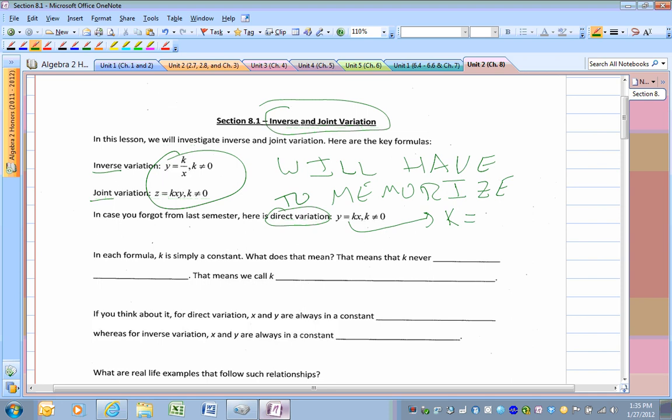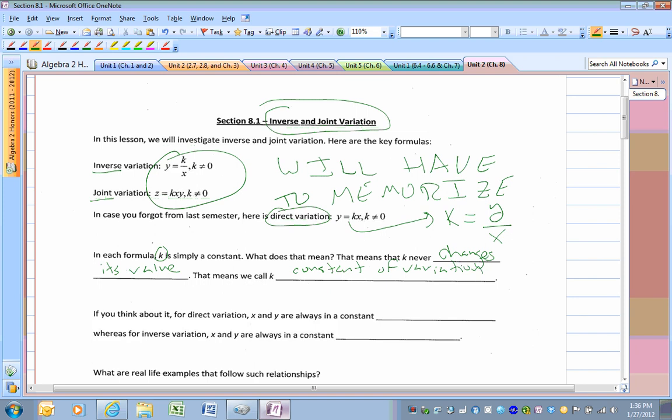If you get k by itself, k will equal y over x. And k represents a constant. What does it mean something's constant? Basically never changes. So it never changes its value. It means that regardless of what y and x are, when you divide those two numbers, it's always going to come out the same for direct variation. K has a special name. It's called the constant of variation.